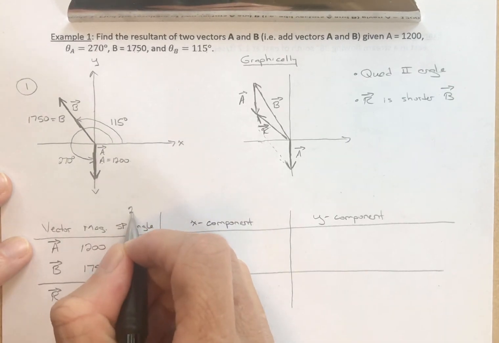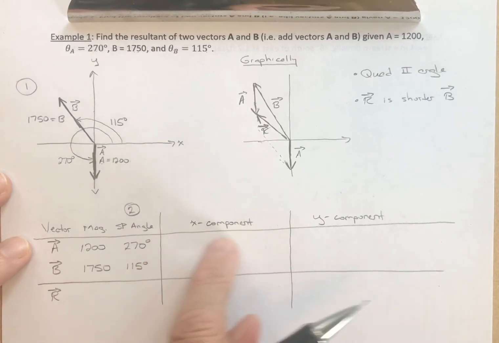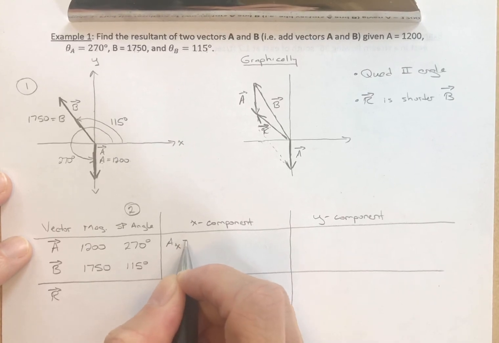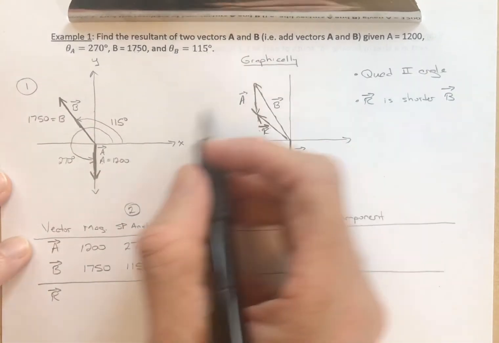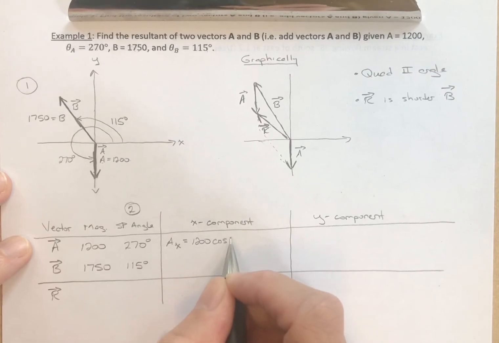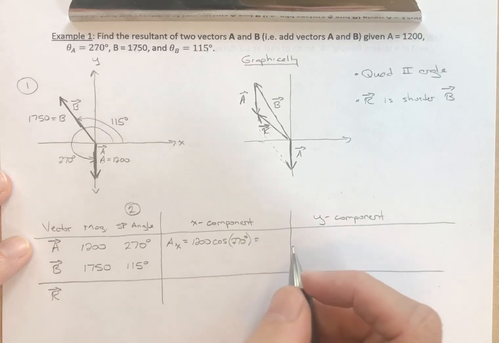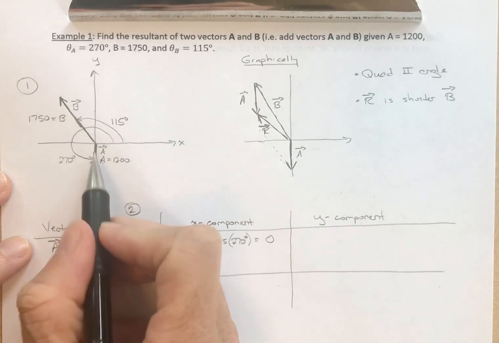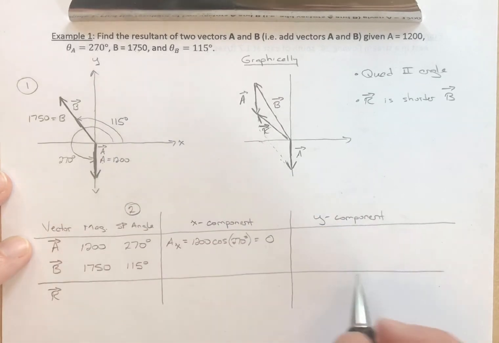So this is step 2. Now that they're in standard position, let's find the x component. Vector A's x component is the magnitude times the cosine of the angle, so it's 1200 cosine 270 degrees. I've already put this into a calculator and it's 0. That makes sense. The x component of vector A is 0. It doesn't go anywhere in the x direction.